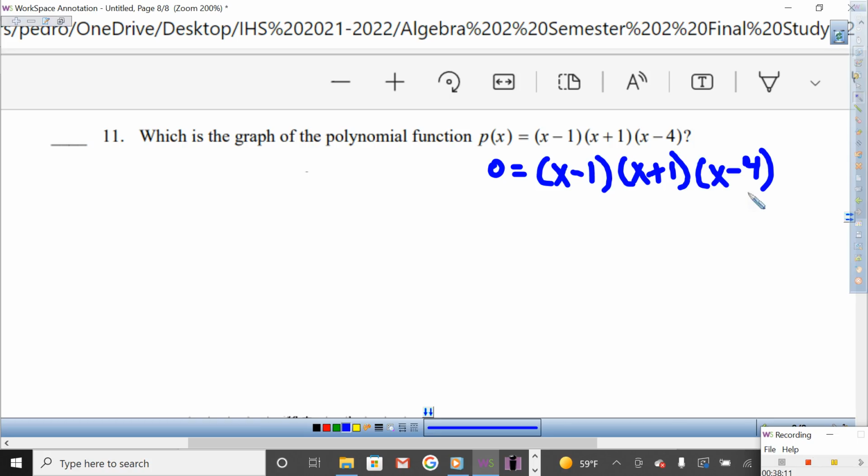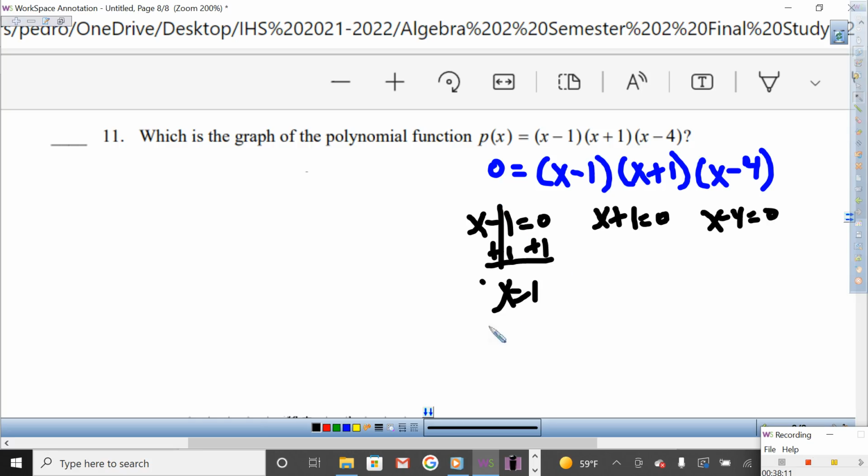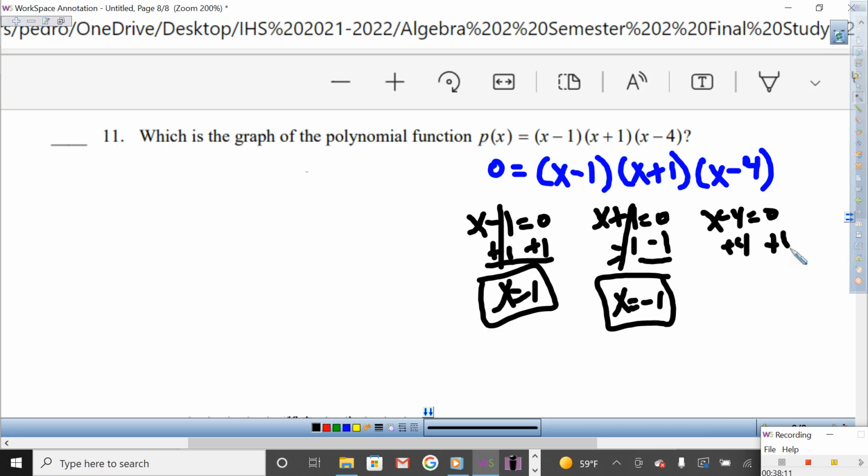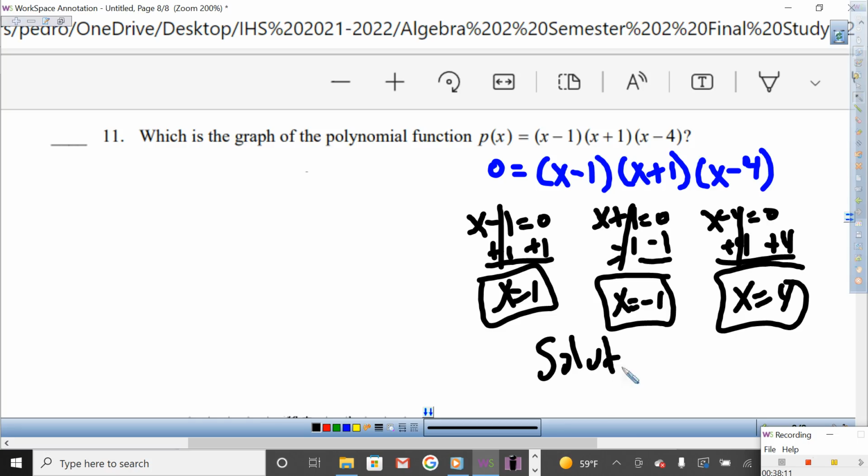And notice they already did the work for us, right? So you know what to do from there. Yeah, set them to 0. x minus 1 equal to 0. x plus 1 equal to 0. x minus 4 equal to 0. Plus 1 plus 1, x equals 1. Minus 1 minus 1, x equals negative 1. Plus 4 plus 4, x equals 4. So these are my solutions: x-intercepts, roots, zeros.